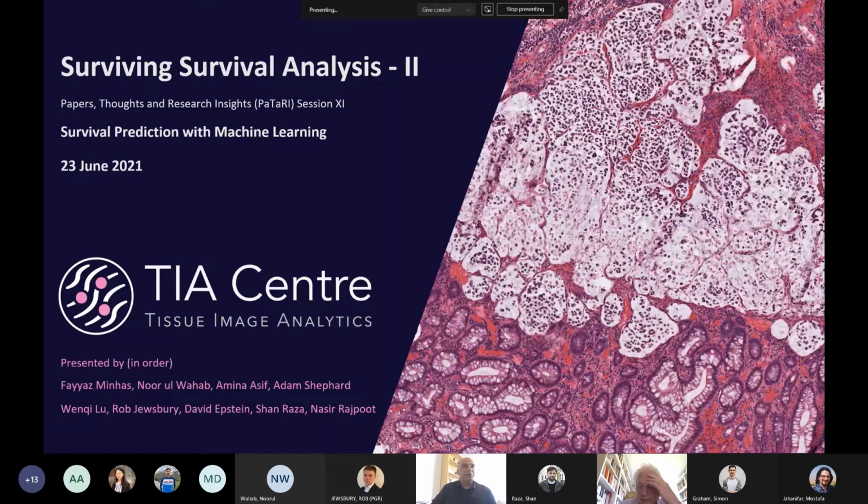Let me formally welcome you to Surviving Survival Analysis, the second PaTaRI in this series, and we'll be talking about survival prediction with machine learning. I am very grateful to the entire volunteer team. I've already named them. They've worked really hard for all of you in the TIA lab so that we can solve interesting survival prediction problems in computational pathology.